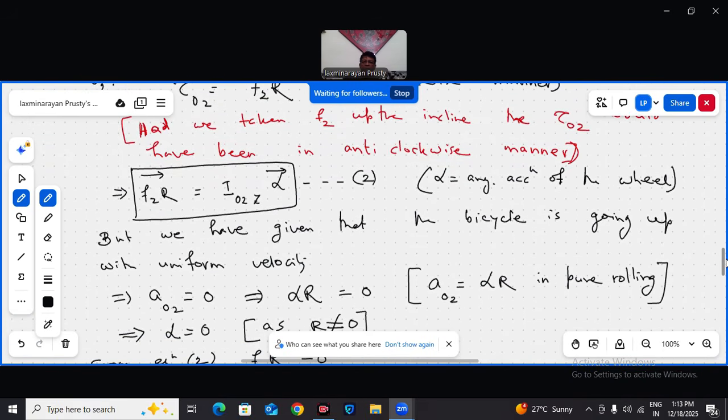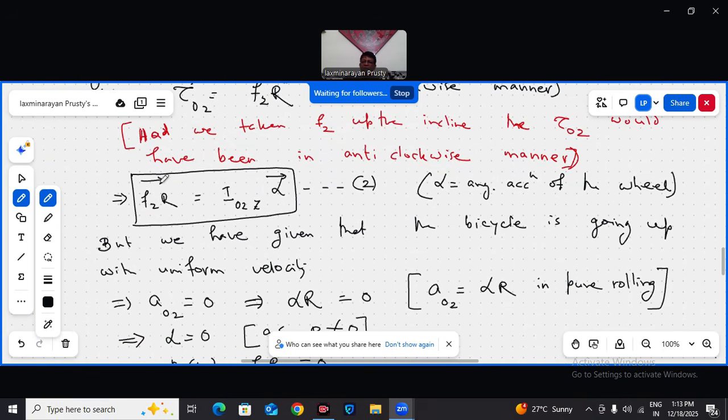Alpha is the angular acceleration of the wheel. This I can always write because this is the only unbalanced torque along the axis of rotation. If I place myself on the bicycle, I'll see O2Z as the axis of rotation of the front wheel. So I about the axis of rotation into alpha is F2R. Understood this? Right. But the question says the bicycle is going up with uniform velocity.